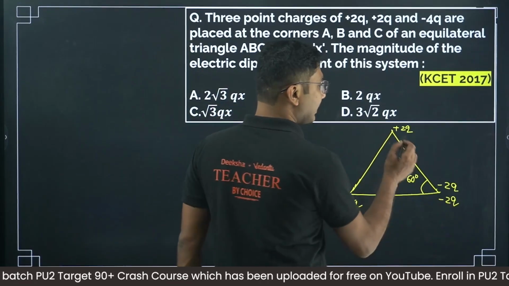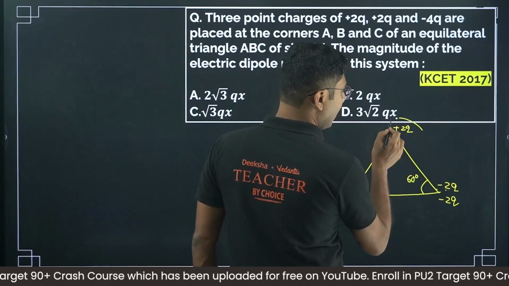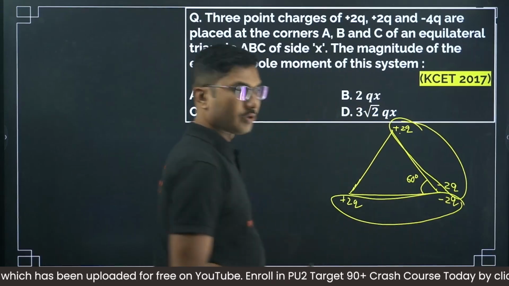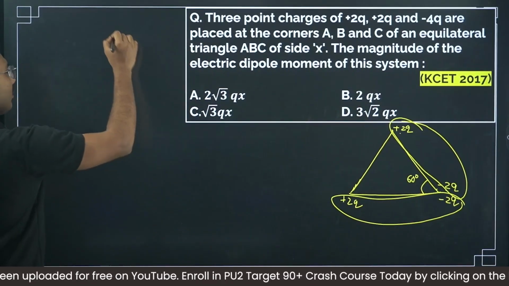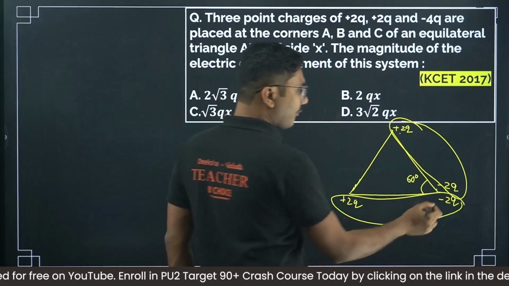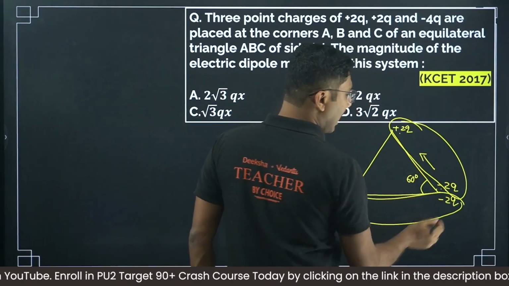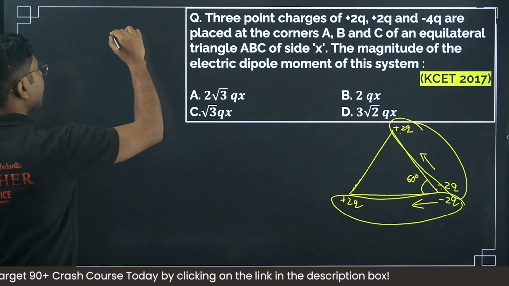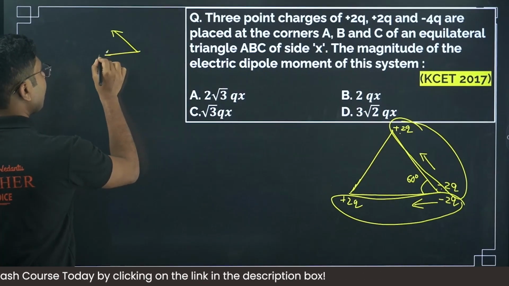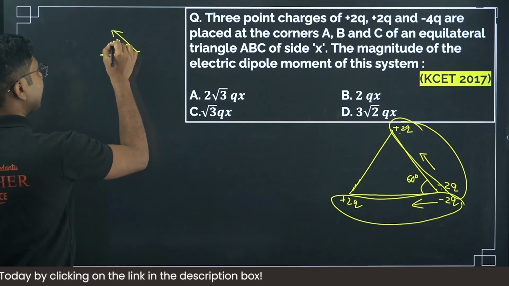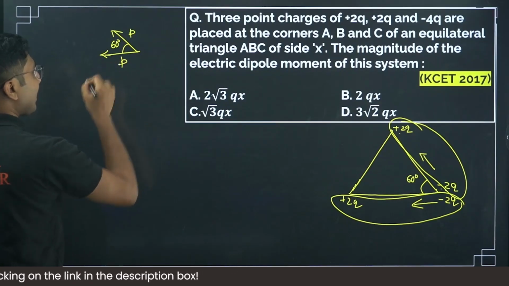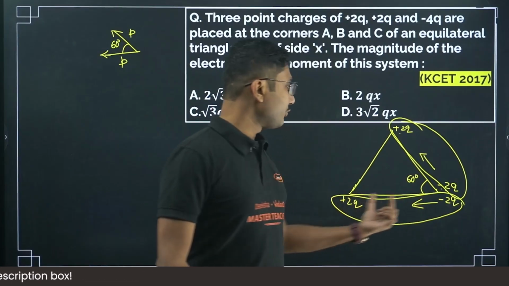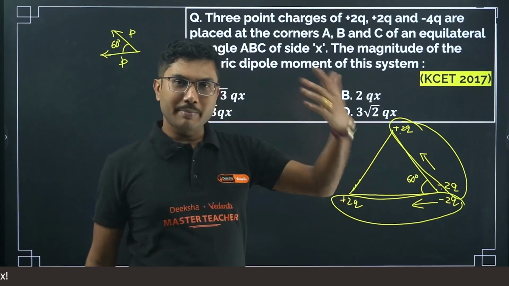Now we will consider this plus 2q and this minus 2q as a dipole. Similarly, this can also be considered as a dipole. So basically we have two dipoles, and both dipole moments are from negative to positive, one in this direction and the other in this direction. The angle between them is 60 degrees, and we have to add them. Both dipole moments have the same magnitude, because in either combination, plus 2q minus 2q or minus 2q plus 2q, the magnitude is the same.